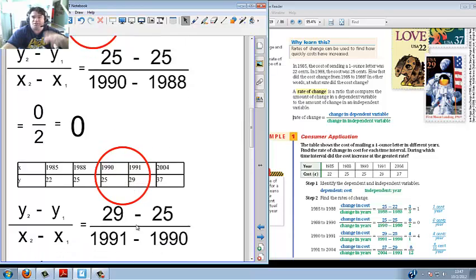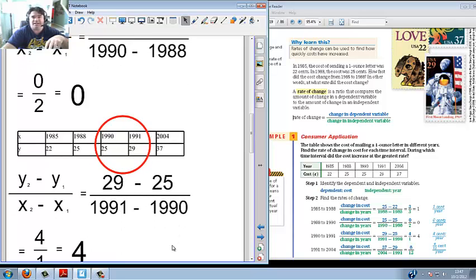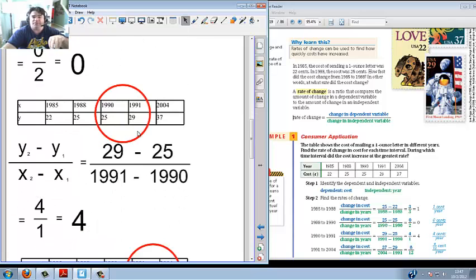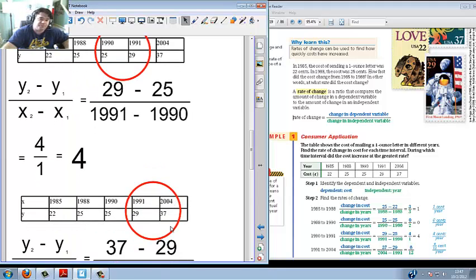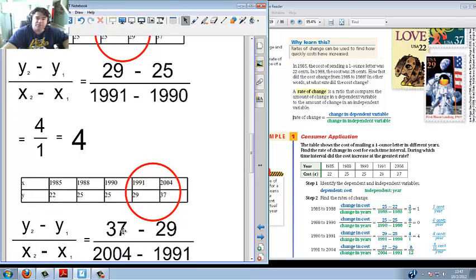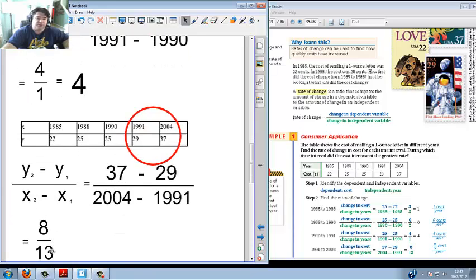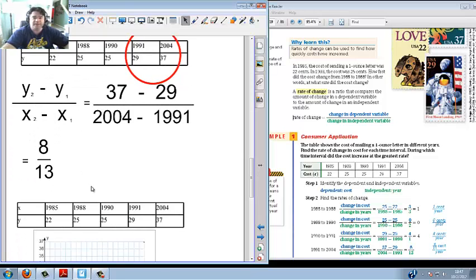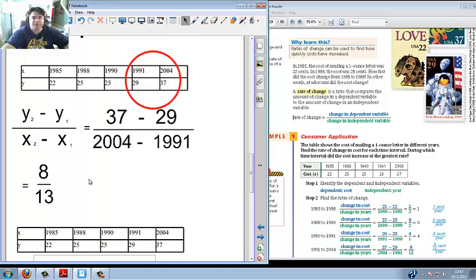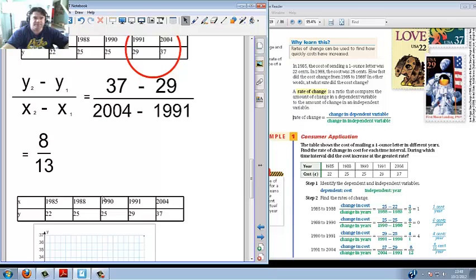29 minus 25 is 4 over 91 minus 90 is 1. So this shows an increase of 4 cents for just that 1 year. Now if you notice this large span here, it went up 37 cents. So 37 minus 29, which I think you know is 8, but we're talking over 13 years. So here you have 8 cents over 13, and 8 over 13 is, well, we could just divide that down. It would basically be less than 1. It would be point something.